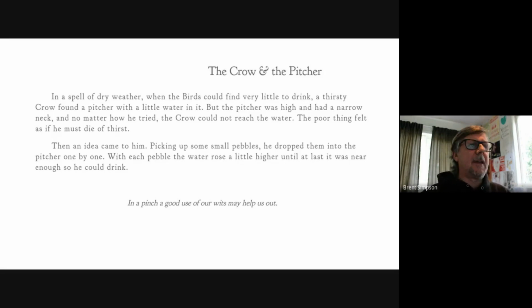Right, and then the moral of this one, or the lesson, is that in a pinch, a good use of your wits may help us out, right? Basically it's a lesson that if you're stuck, think about the problem in a different way and see if you can figure it out. Now I'm going to show you the five elements that are in this fable.